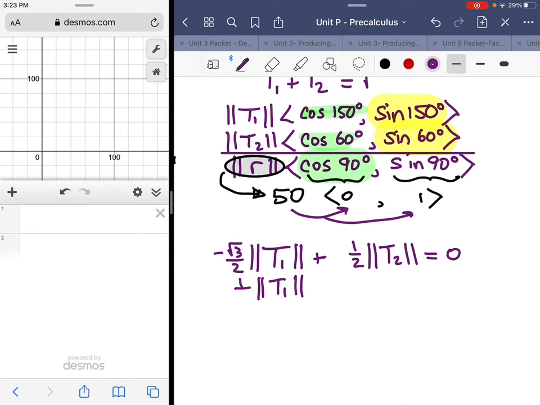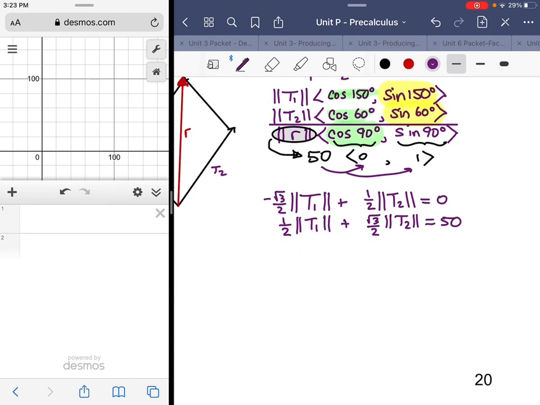So then T1 multiplied by the sine of 150, so the second quadrant, is going to be 1/2, 30-degree reference angle, plus T2 multiplied by the sine of 60. Sine of 60 is equal to radical 3 over 2, first quadrant. So radical 3 over 2, and that whole thing is going to be equal to 50.